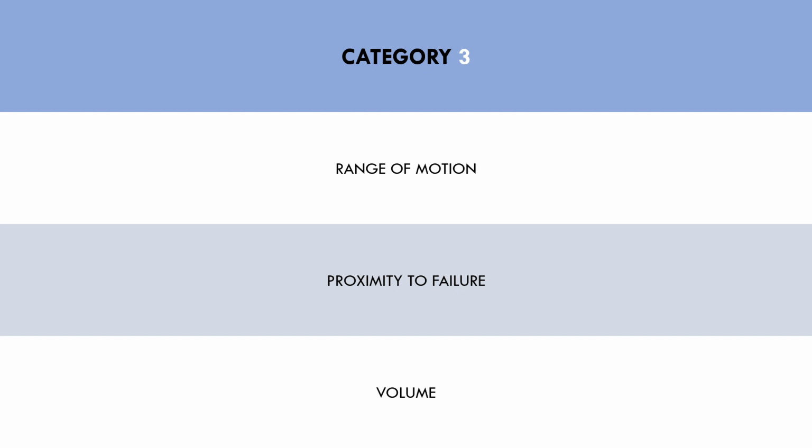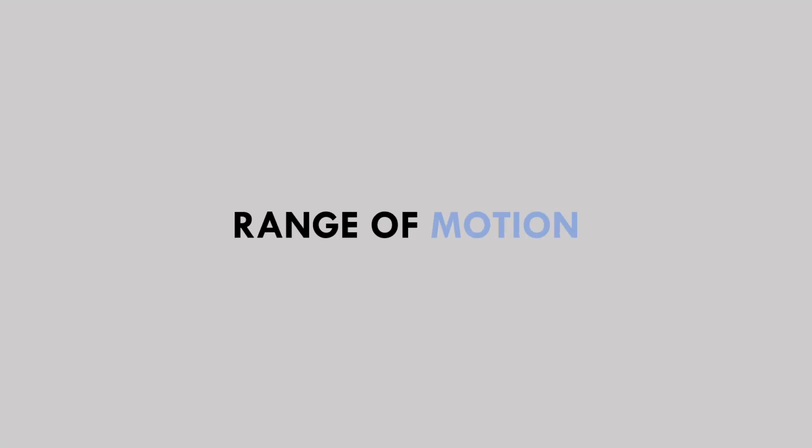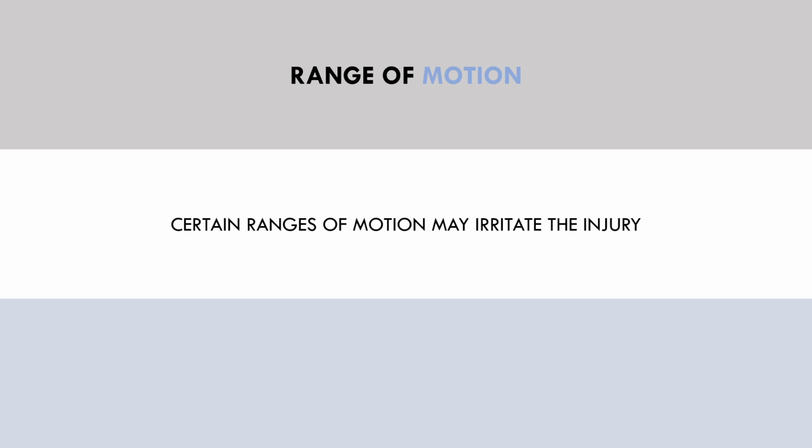Let's now cover what these are and how they can be manipulated to allow trainees to continue training around an injury. First is range of motion. Generally, an injury will be most irritated at longer ranges of motion, or only at specific ranges of motion. This may be because the particular injured tissue is stretched as range of motion increases, or certain portions of the lift place more stress on the injured region.